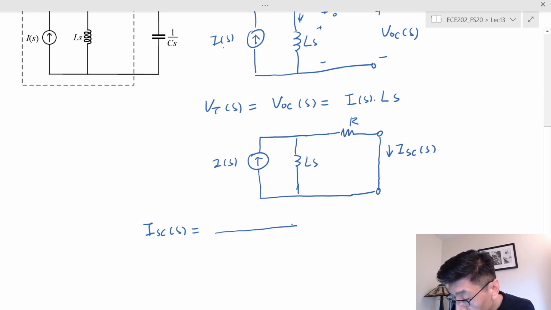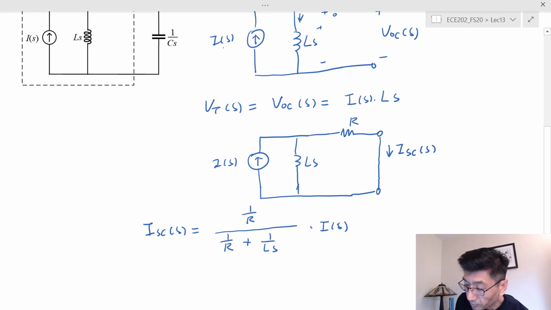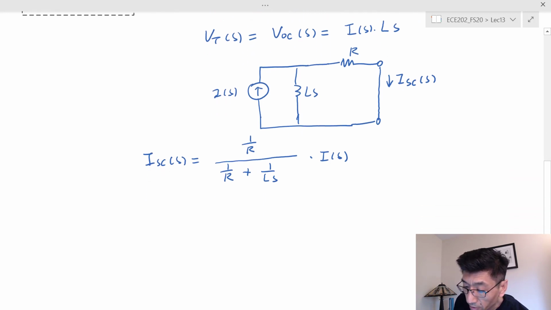You can use two different ways, right? Let's say you use the admittance, that's fine. If you use admittance, in that case, that's going to be 1 over R over the sum of the admittances, right? Times the I_S. Or you can use the impedance. So in this case, that's going to be L_S divided by R plus L_S.